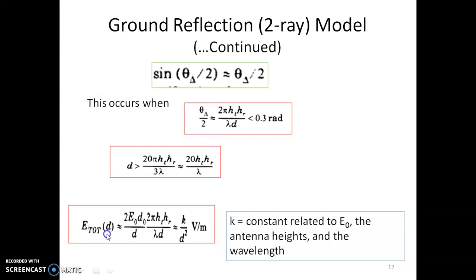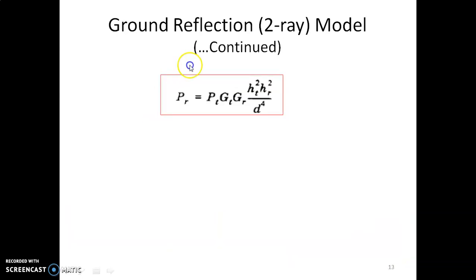So E total, that is the electric field component at distance d, is approximately equal to k by d square. K is a constant. The k is related to all these values. It is related to E naught, antenna heights, wavelength and distances. So as per this ground reflection or two-ray model, the received power is equal to transmitted power, gain of transmitter antenna, gain of receiver antenna, ht square hr square by d to the power of 4. Thank you.